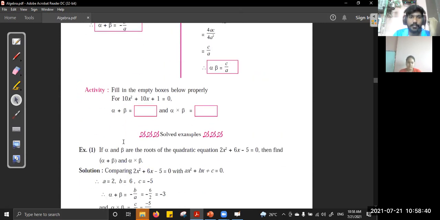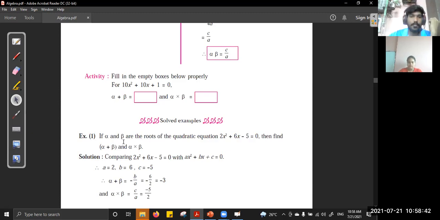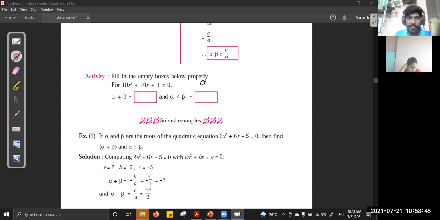Okay, this one. You have to find out alpha plus beta in this. First, in this, tell me A, B, and C. What is A, B, and C in this? 10, 10, and 1. And then the formula for alpha plus beta, what is the formula? Sum of roots, minus b upon a. Yes, minus b upon a.